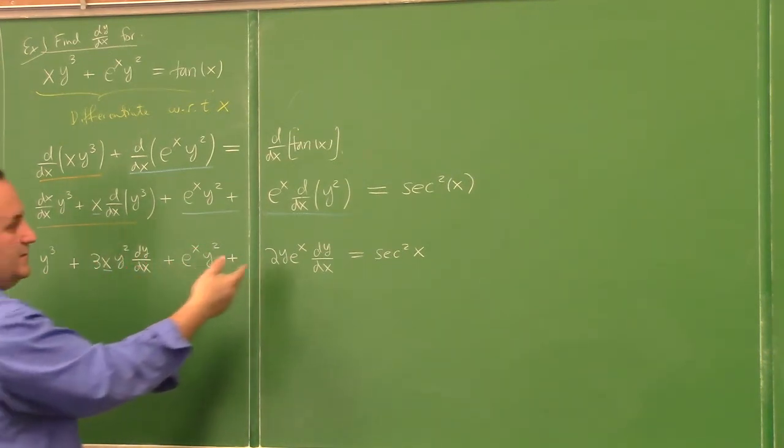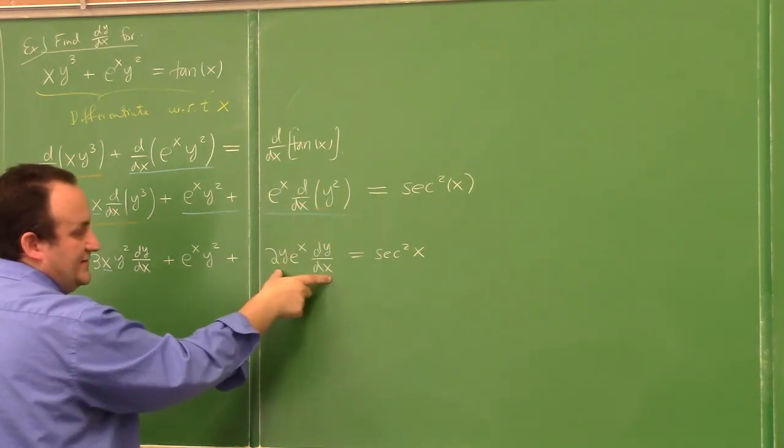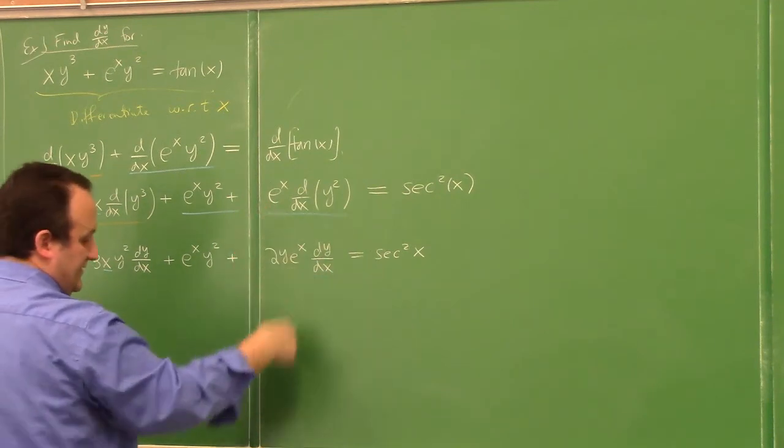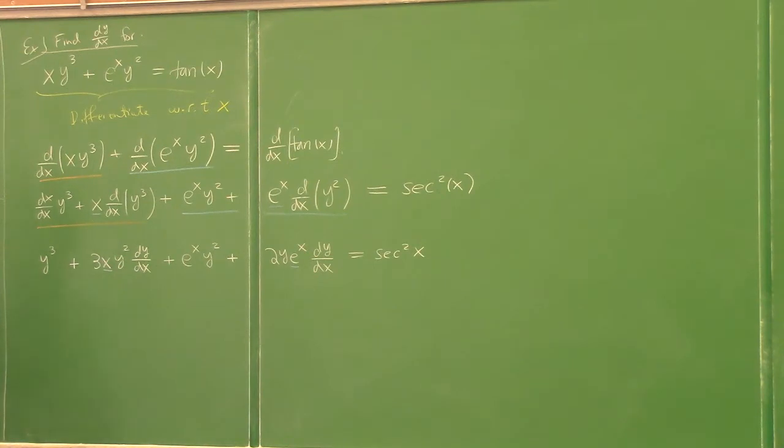And then over here, what's the derivative of y squared? Well, I have 2y, right? And then dy dx from the chain rule. And e to the x still, this one is that one. All right, so now that we're here, can you guys tell me how to find dy dx?